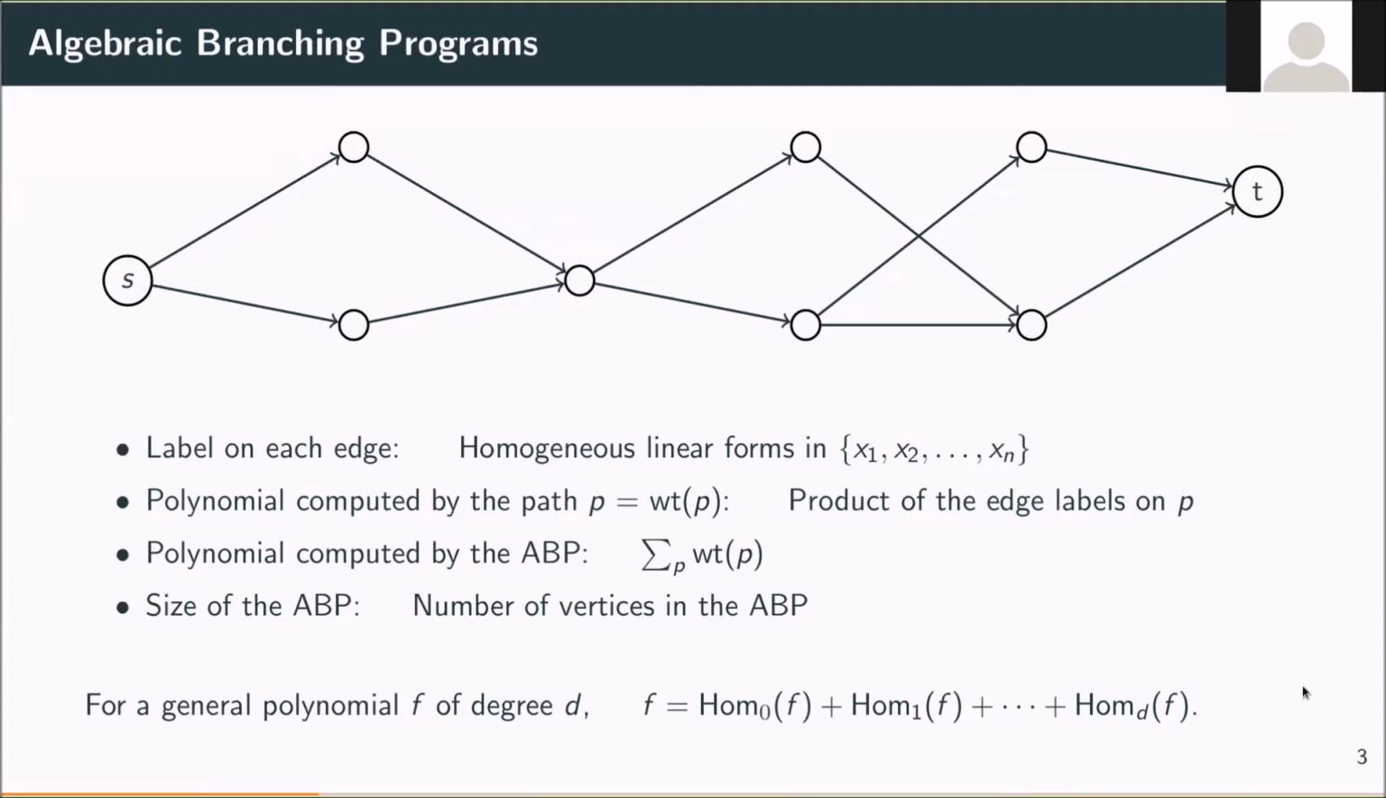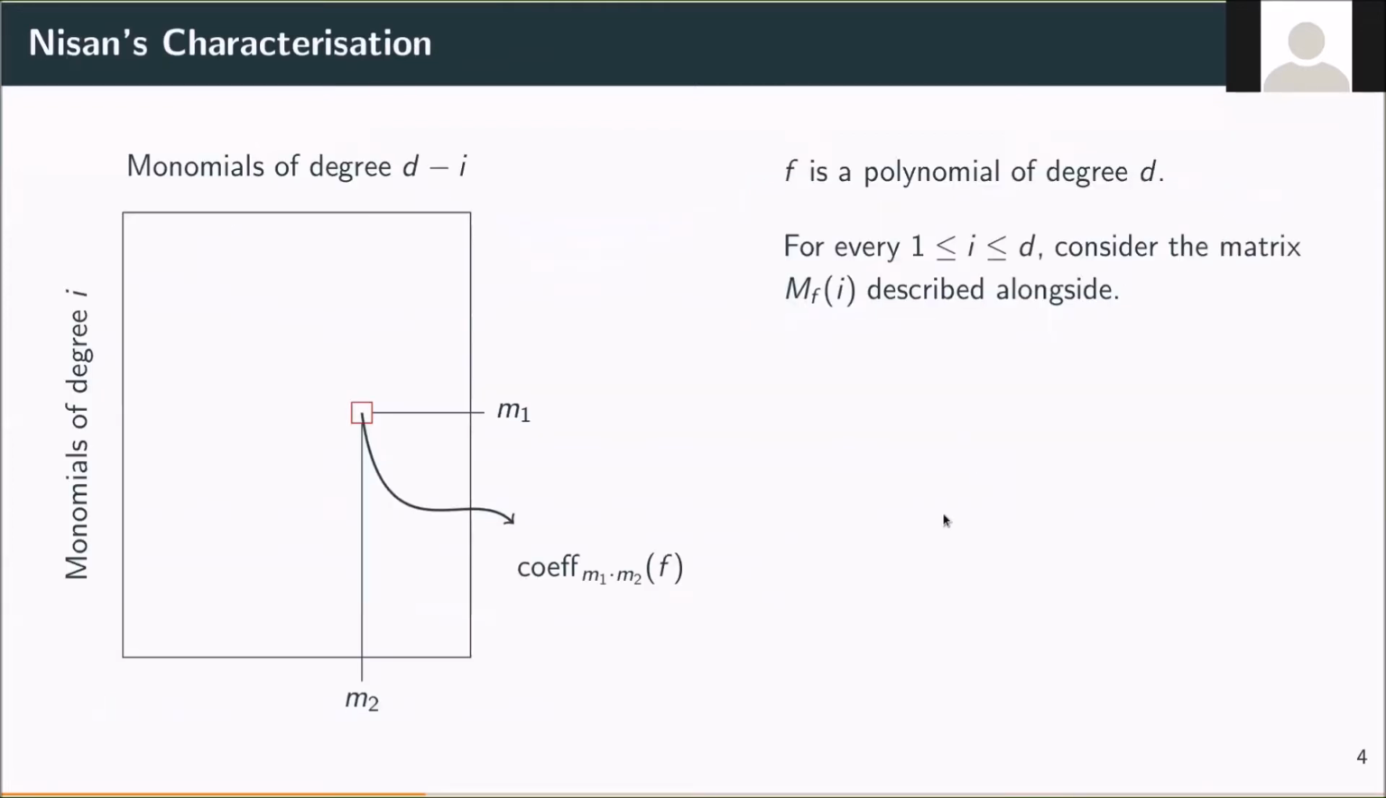So now that we know what ABPs are, let's see what exactly Nisan showed. Suppose F is some non-commutative polynomial of degree D. What Nisan said is that for every I between 1 and D, let us look at this matrix Mi. What does this matrix look like? Rows are labeled by all possible monomials of degree I, and columns are labeled by all possible monomials of degree D minus I. And the entry at the (M1, M2) position is just the coefficient of M1M2 in F.